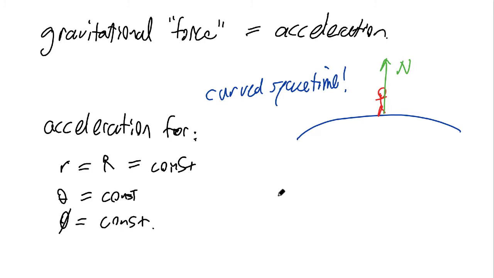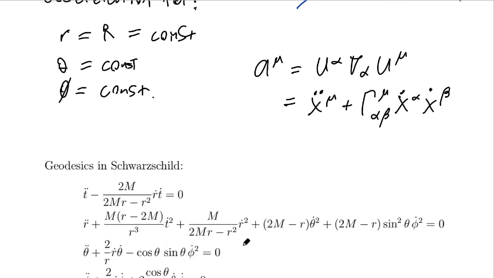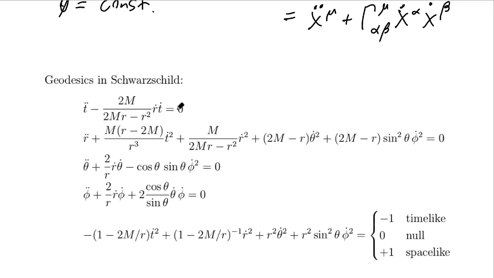Now recall that the acceleration is defined as the four-velocity covariant derivative acting on the four-velocity, u^α ∇_α u^μ, and that this is equal to ẍ^μ + Γ^μ_αβ ẋ^α ẋ^β. Of course, if we set this equal to 0, this is just the geodesic equation. So here are the geodesic equations, and I'm just going to cross out the equals 0 here.